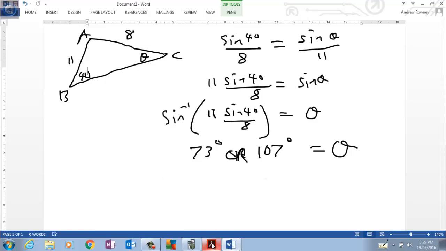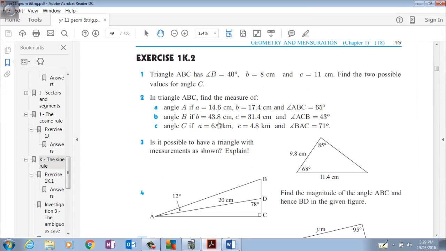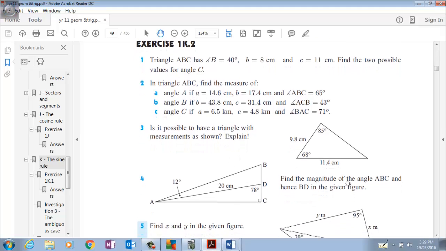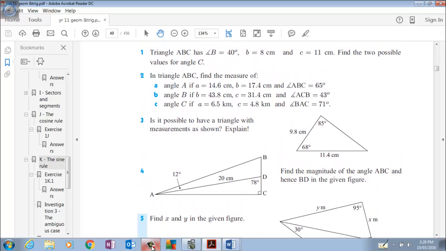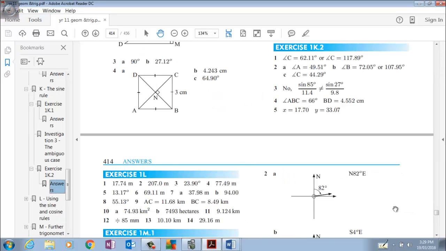Okay, so you can try the questions 2, 3, 4. So here's the questions 2, 3, 4. You can pause it and then see the answers. And here's the answers to 1K2, 1, 2, 3 and 4.